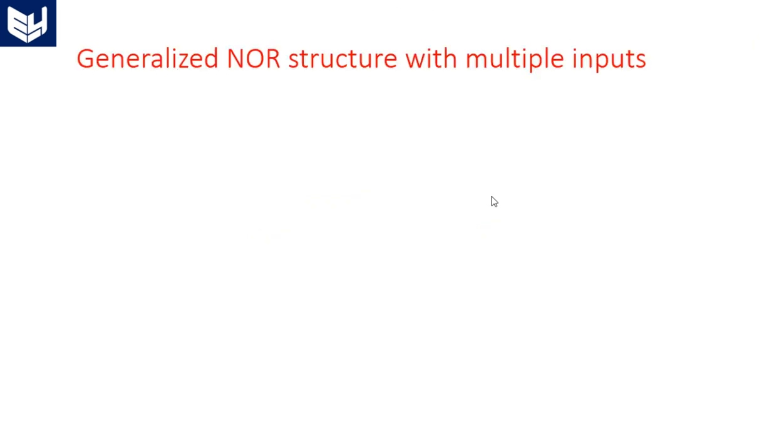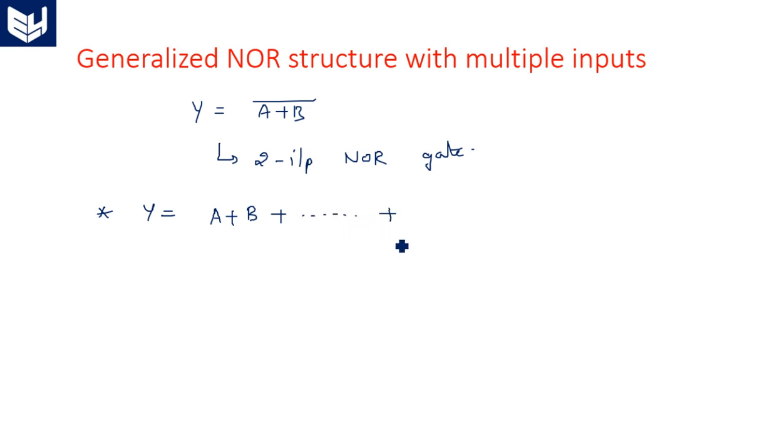Suppose we consider a generalized NOR structure with multiple inputs. Previously we have seen Y is equal to A plus B whole bar, which is a two input NOR gate made up of purely NMOS devices. Now we are taking multiple inputs: Y is equal to A plus B plus and so on, n number of inputs, whole bar. How to realize the circuit when we have multiple inputs?